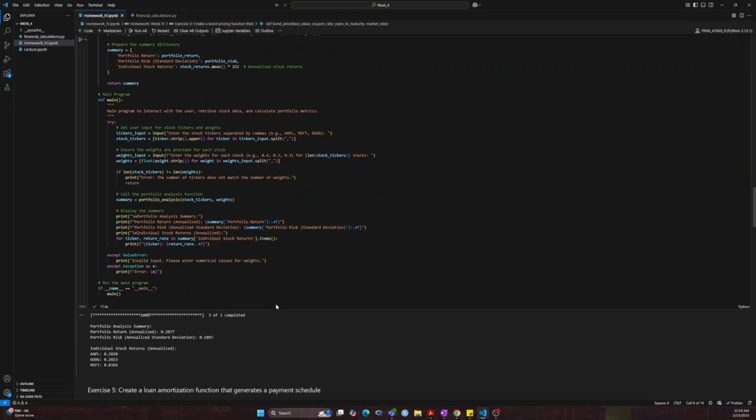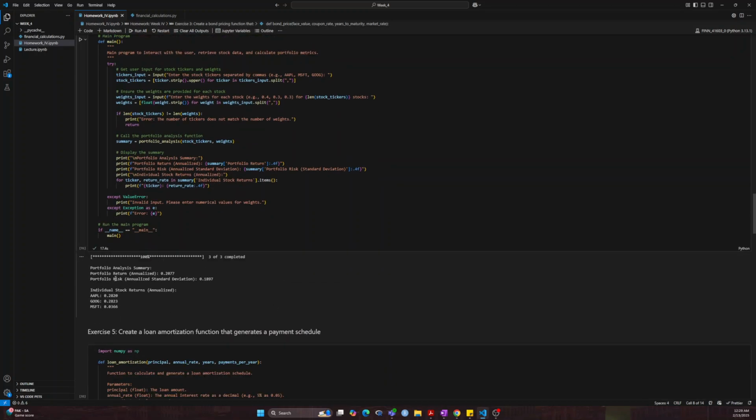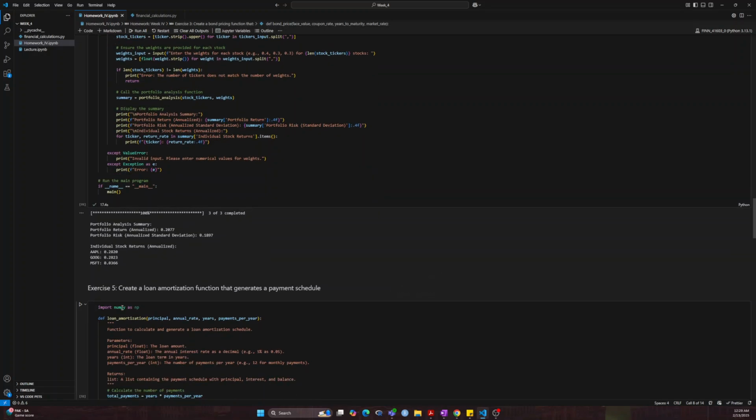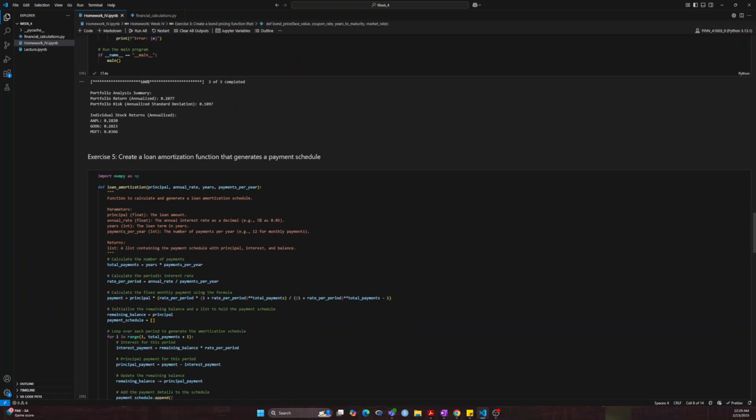And then in the output here, I inputted Apple and Microsoft. And then we see the portfolio return, portfolio risk, and then we go down to the second section, where we see the individual stock returns. And then we go to exercise 5.